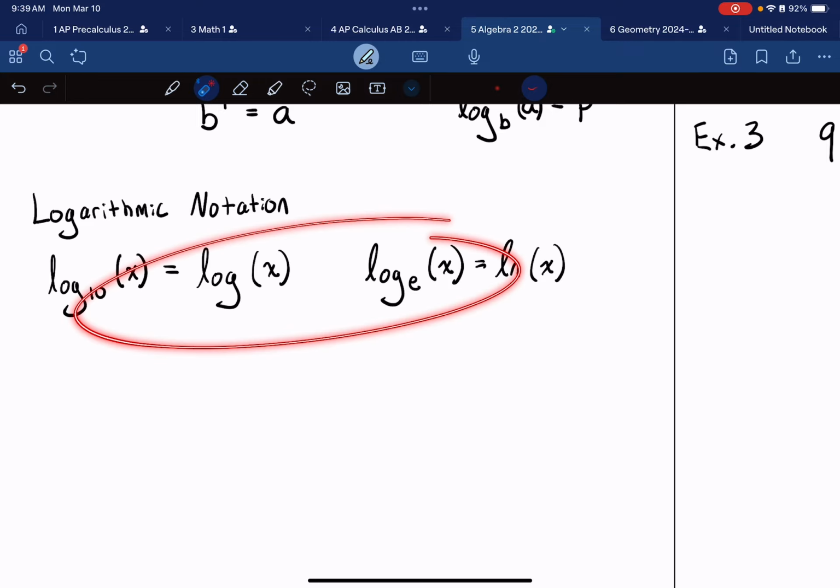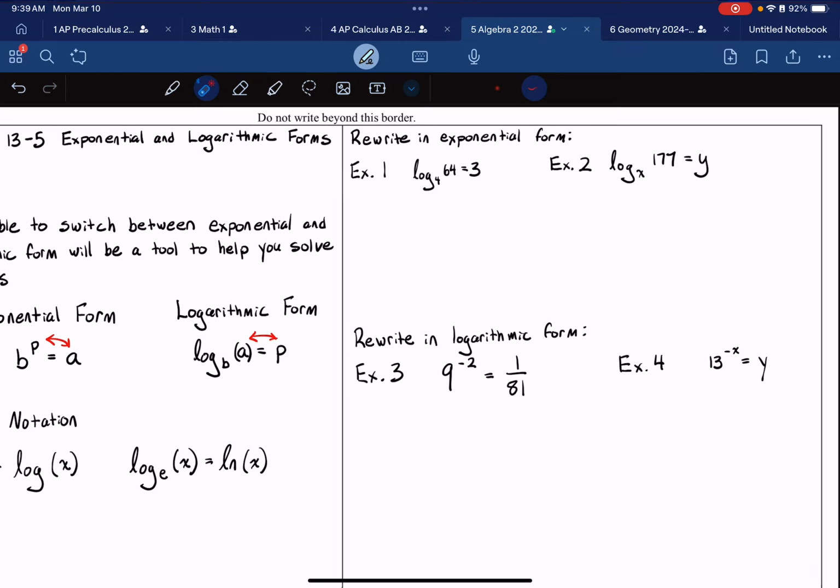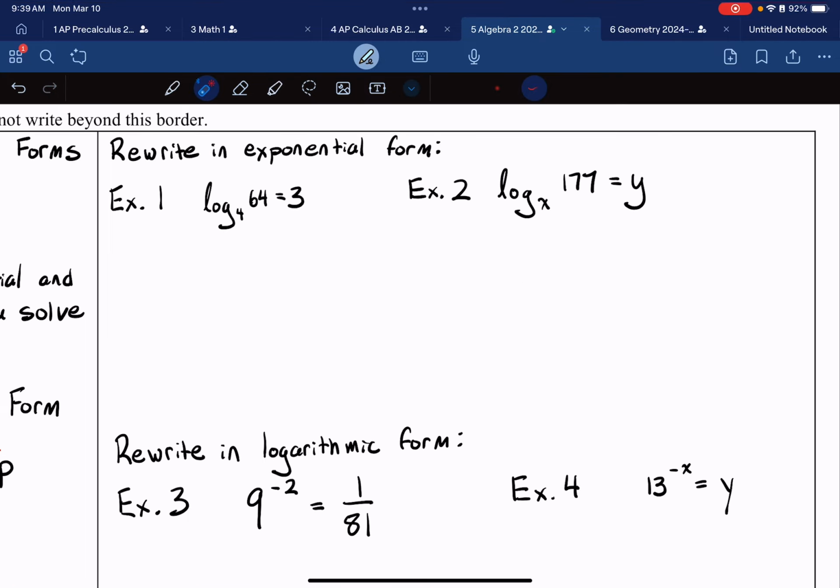So we have all of our notes out of the way. We know the different types of notation where we have hidden bases. Let's jump into 4 example problems. These go really quick. If I have something in logarithmic form and I want it in exponential form, I keep the base 4. So I have a base of 4, and then I switch the 3 and the 64. So 3 is on the left, this is to the power of 3, and the answer is equal to 64.